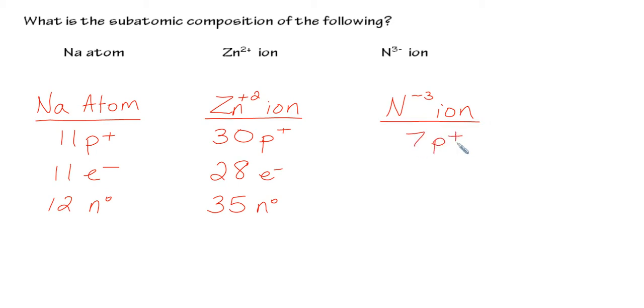This is not a neutral atom. It's an ion. We have a charge of -3, which must mean that there are 3 extra negative electrons, giving us 10. If I round the atomic mass of nitrogen, I'd be looking at about 14. It's really close to 14. That tells me there must be about 7 positive protons and 7 neutral neutrons.